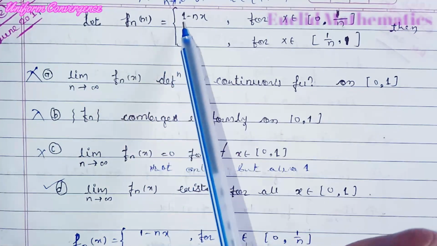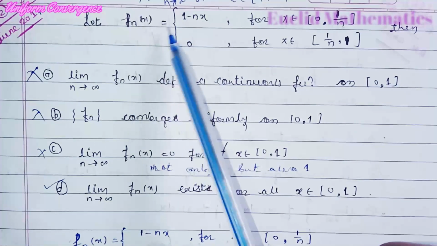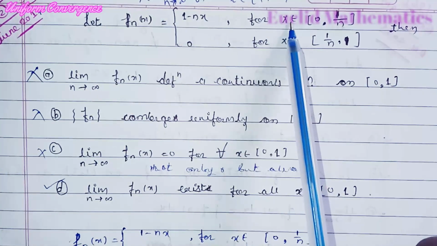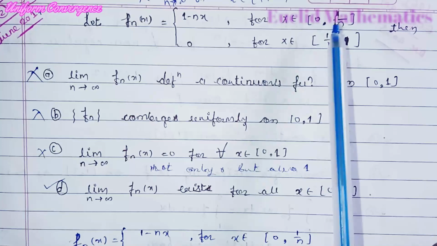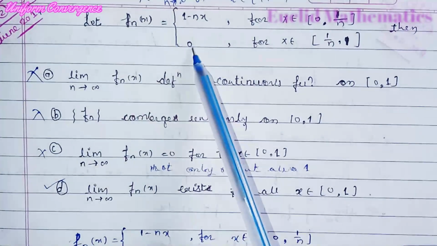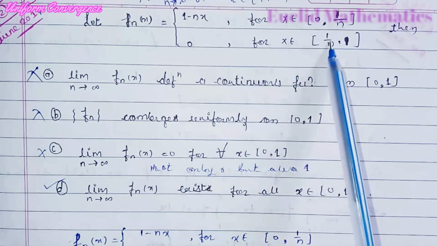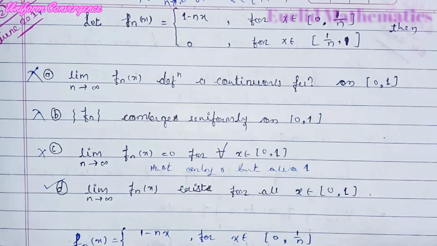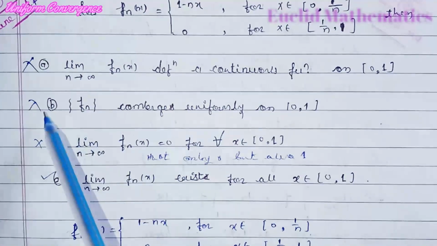So let f_n(x) be given. It takes two values: f_n(x) = 1 minus nx, when x belongs to the closed interval [0, 1/n], and f_n(x) = 0 for x belonging to (1/n, 1]. Then we have to figure out which one of the options is correct.